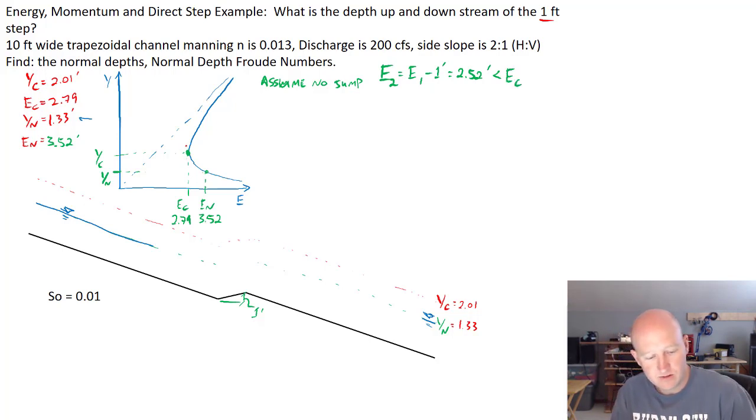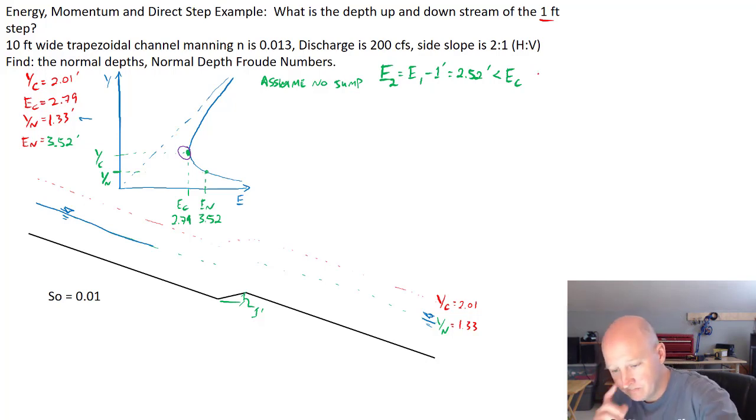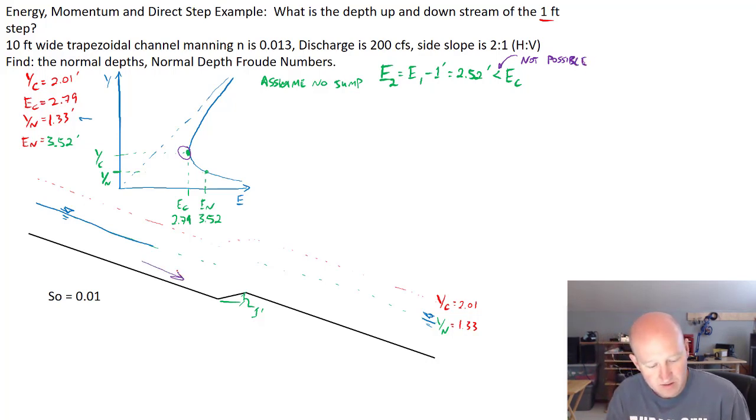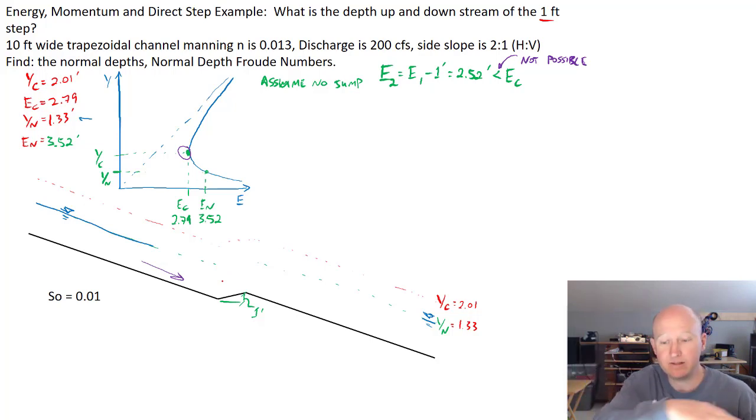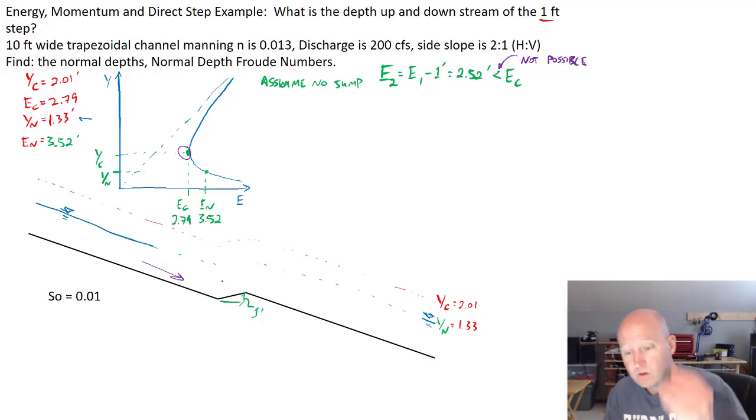And so the critical energy is the minimum energy that's needed to work this problem. It's not possible to flow 200 CFS with an energy that's less than 2.79. So this is not possible. And so what that means is that as the water's coming down this thing, it's going to have to pile up. And so basically the water's going to get deeper before it goes over the edge. And so what that means is that, well, first of all, that there is going to be a hydraulic jump.